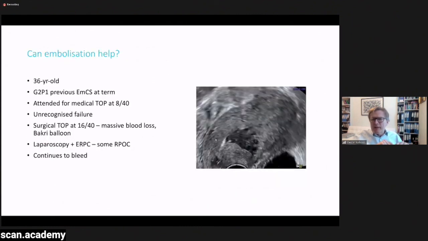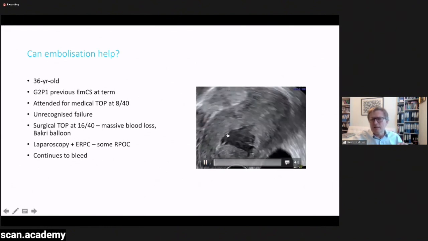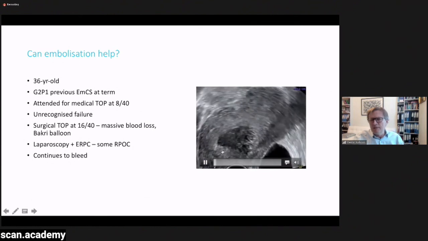Can embolization help in other cases? Yes, it can. This is another example of a woman who came to us. She went for termination of pregnancy at 8 weeks. It was medical termination. It was a failure, but the failure was not diagnosed until 16 weeks. Then she presented with massive blood loss during surgical termination. She had laparoscopy, and she continued to bleed.